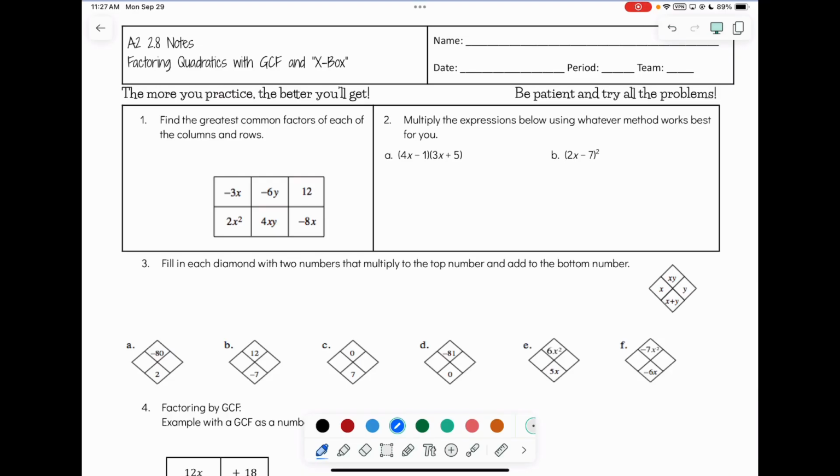LT2.8. Here we go. We're going backwards now. Instead of multiplying the binomials, we're going to go backwards and factor things out.